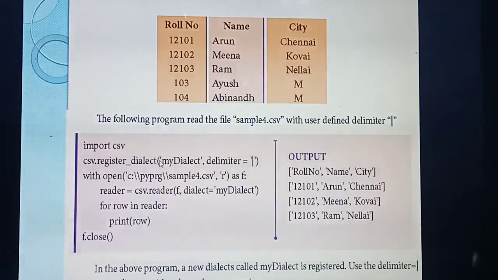Understood? Listen. For that, the same program. What's the first step? Import csv. Then what's the second step? Register csv.register_dialect. If anything is there, whether pipe symbol, single quotes, double quotes or anything, you should register under dialect. So what's the next thing? My dialect. Here there's no need to give skipinitialspace or the quotes. You are going to skip only the delimiter, the pipe symbol. So that's enough.